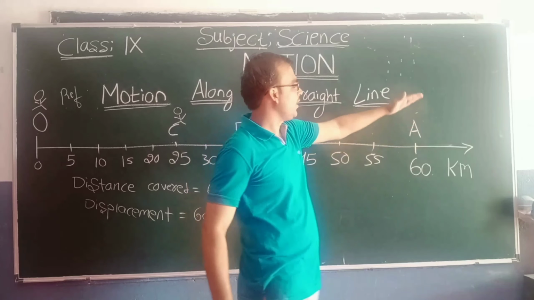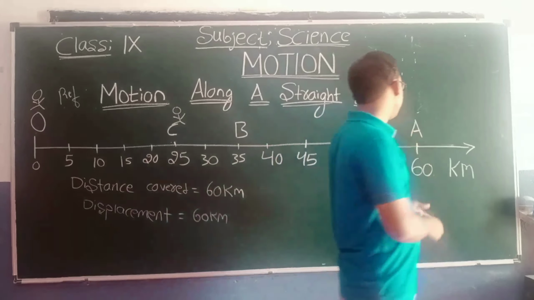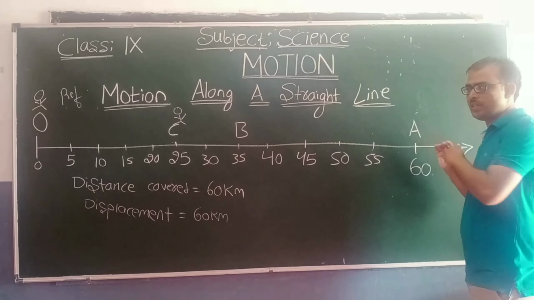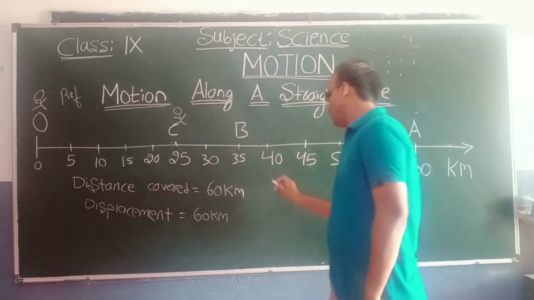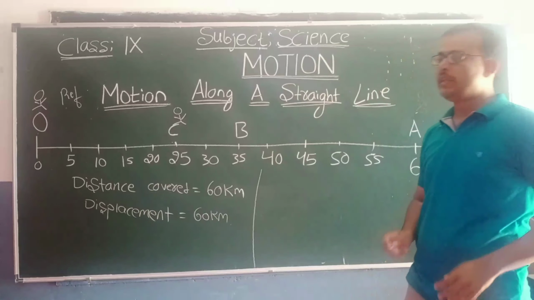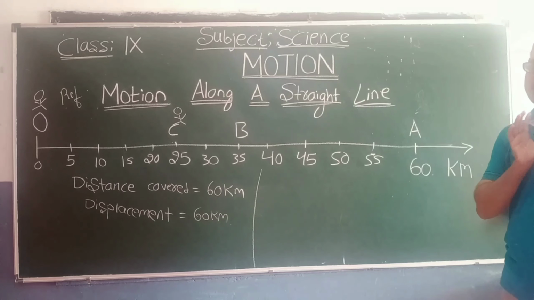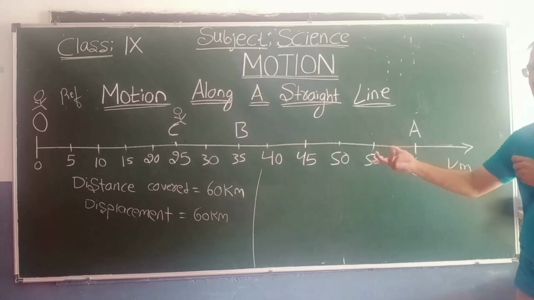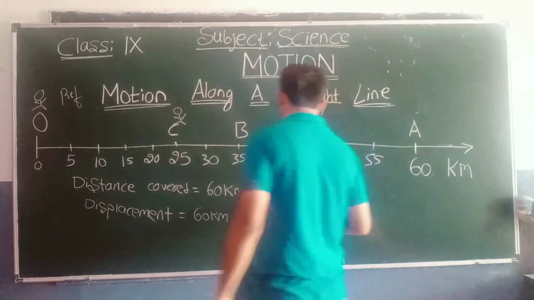And when he comes to A, what happens? Then he will again move to C. So now here, what is the distance covered? In the second case, what distance has he covered? So look at here.